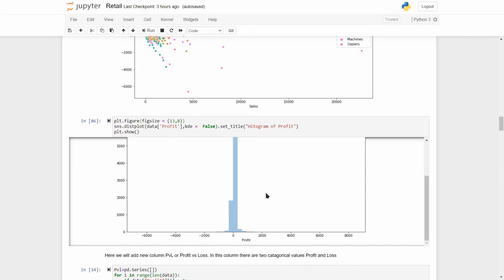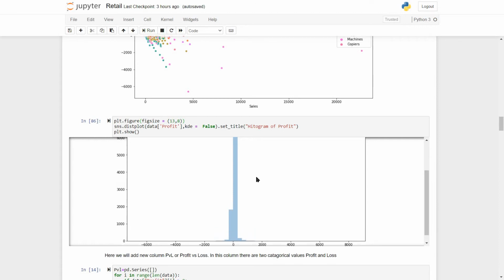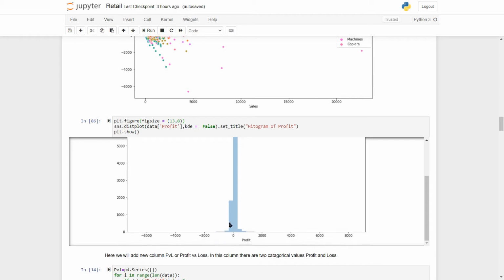Here's the histogram of profit. You can see this tall building just above zero, kind of slight profit and slight loss. As we know, the company somehow managed to produce an overall profit, but it was not so high. So we can think that this much loss causes so much damage to the company.